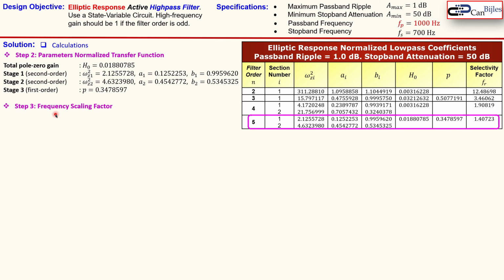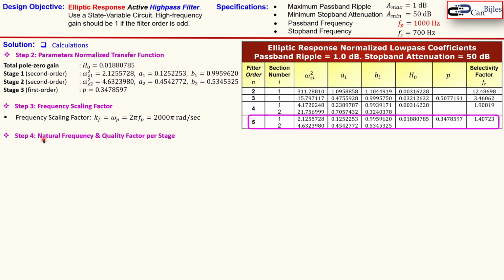First, we need to select the frequency scaling factor, and that is in this case pretty straightforward by setting the Kf, which is our frequency scaling factor, equal to omega p, which is our 2 pi times the fp, which is this passband frequency. So that will be then 2 pi times 1000 or 2000 pi radians per second.